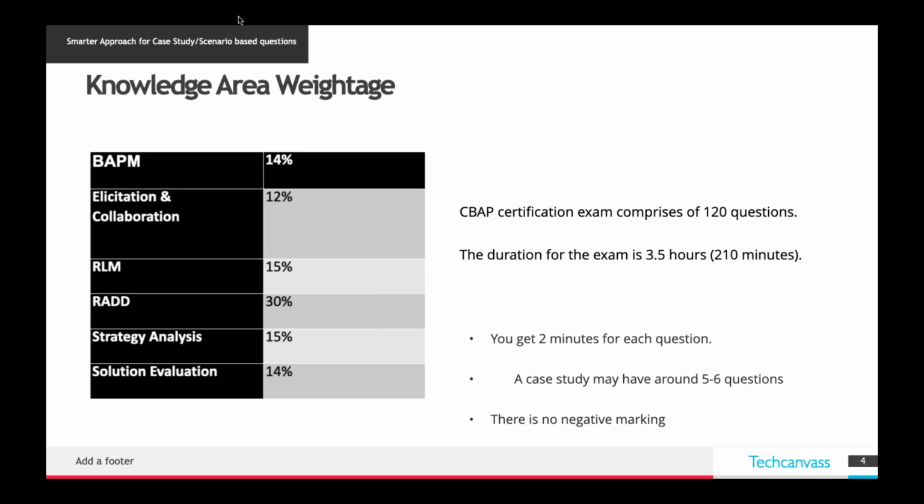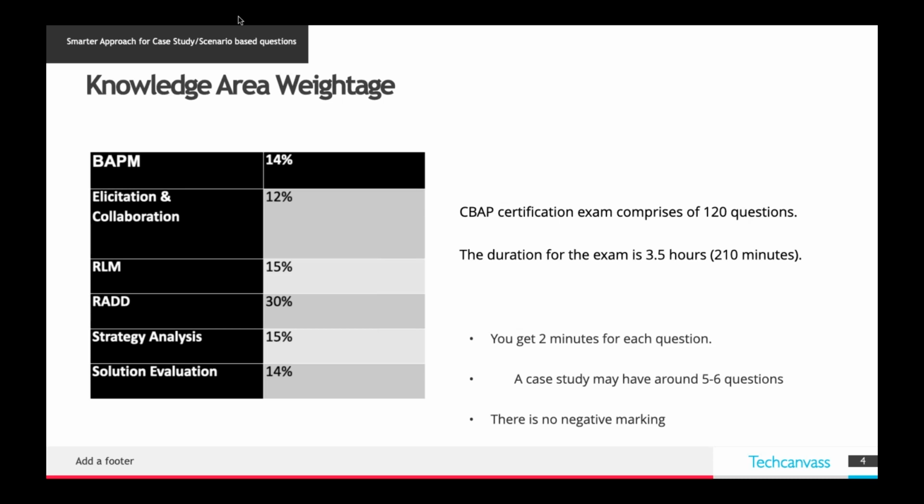So that is the first step. You're already ready. Okay, I know there are around 6 case study based questions and 60 scenario based questions, but I'm all prepared. That is the mindset which you need to develop. This mindset is very essential if you want to clear CBAP in your first attempt.